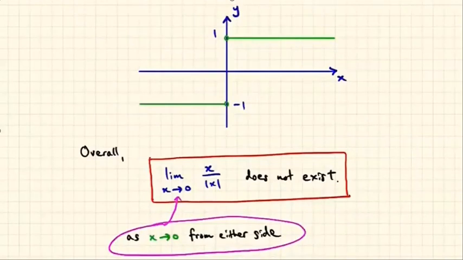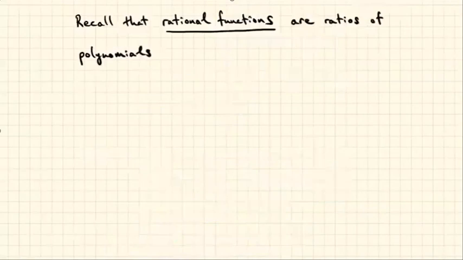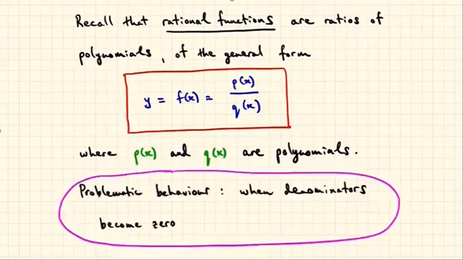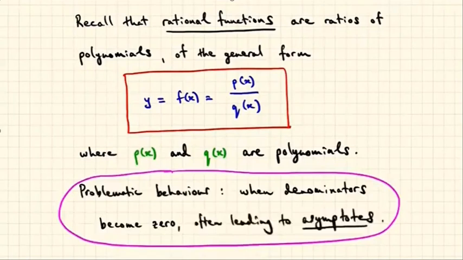Let us consider a few examples of rational functions. You'll recall that rational functions are ratios of polynomials of the form y = f(x) = p(x) divided by q(x), where p(x) and q(x) are polynomials. Problematic behavior occurs when denominators become 0, often, but not always, leading to asymptotes.